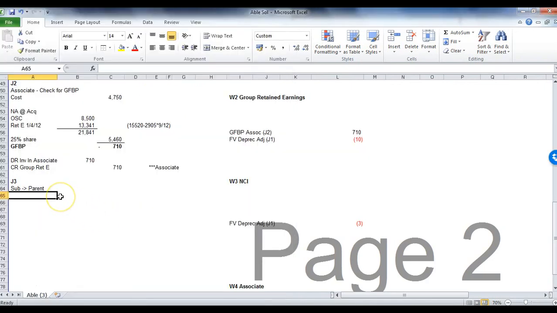Right, so in this case, first thing is, you have three things to remember for intergroup trading. One is the top line adjustment. So we're going to debit revenue, 4300, and we're going to credit cost of sales, 4300. So both of them are going in.